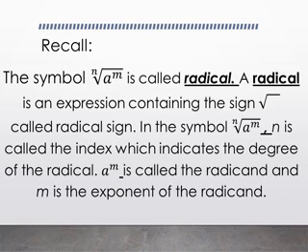Let's recall the definition. The symbol nth root of a raised to the power of m is called radical. A radical is an expression containing the sign root, called radical sign. In the symbol nth root of a raised to the power of m, n is called the index, which indicates the degree of the radical. A raised to the power of m is called the radicand, and m is the exponent of the radicand.